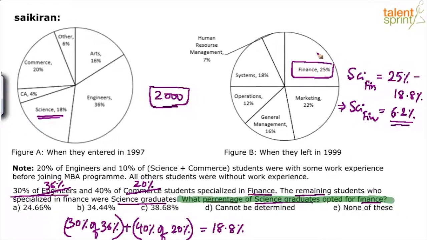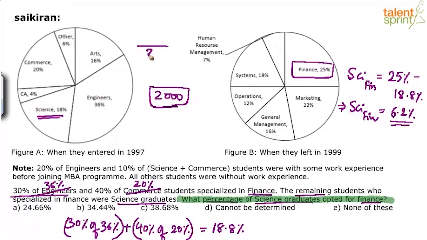Yes or no? The breakup of finance was given to us indirectly: 30% of engineers, 40% of commerce, and so on. So out of that total 25% who have passed out with finance specialization, 18.8 were engineers and commerce students. The remaining 6.2 were the science graduates. Now all we need to find out is what percentage of science graduates opted for finance.